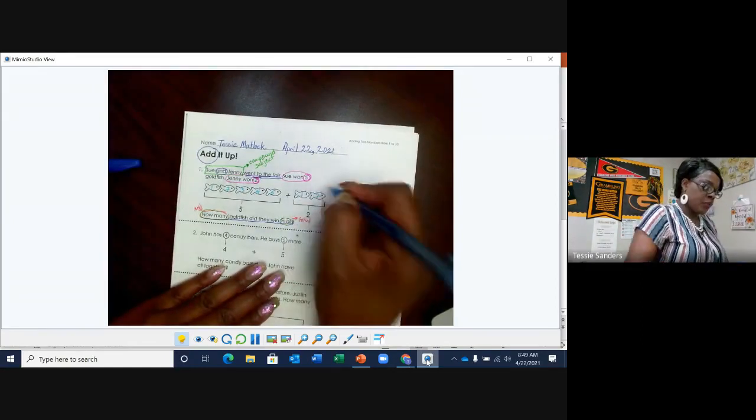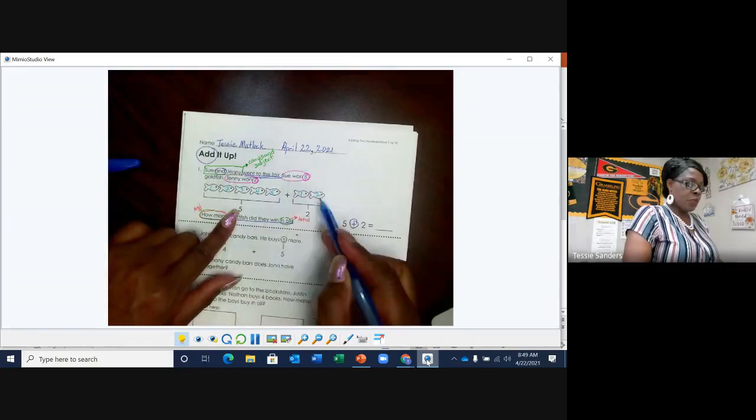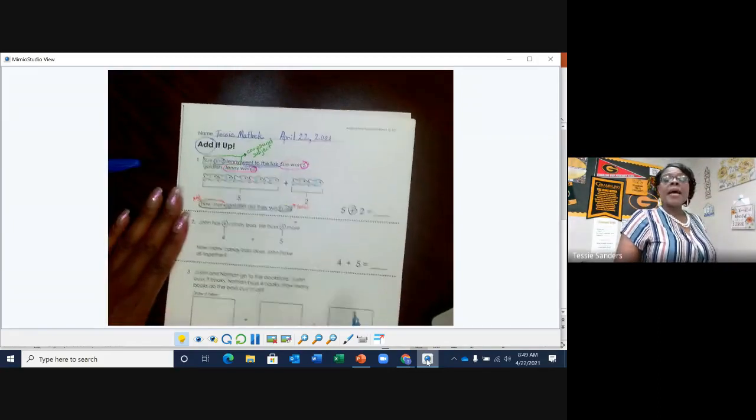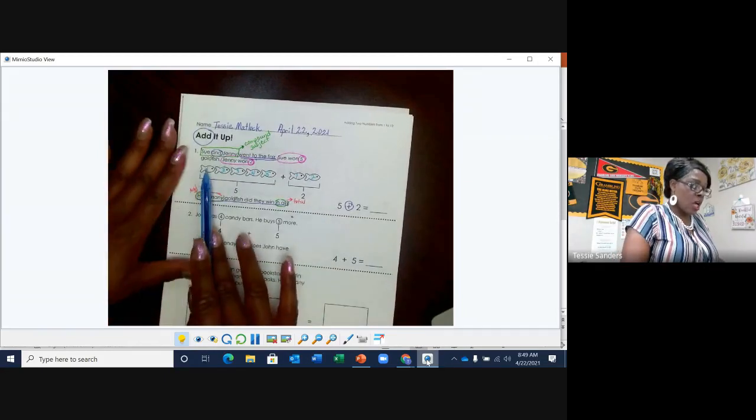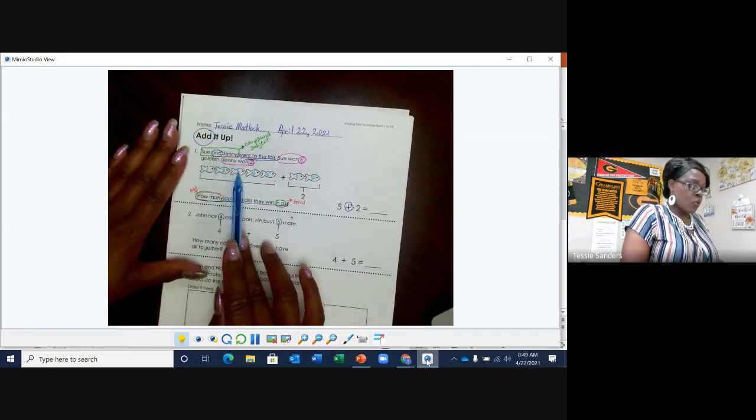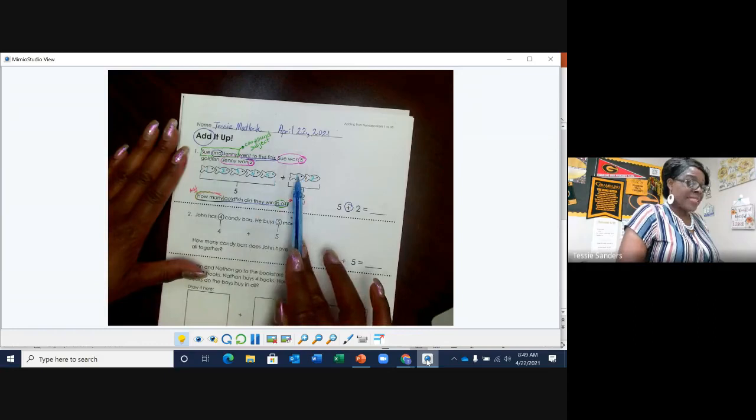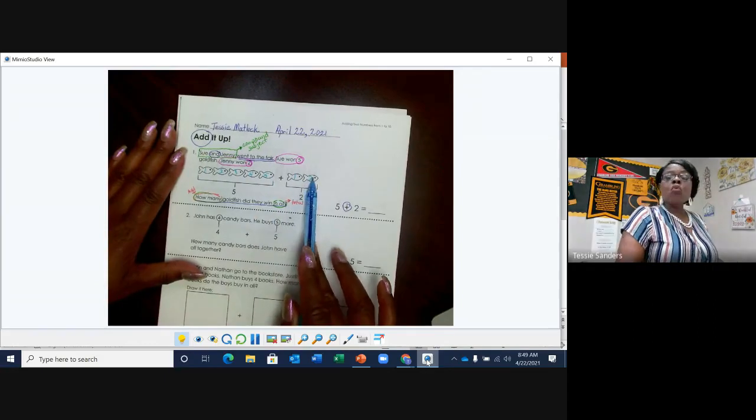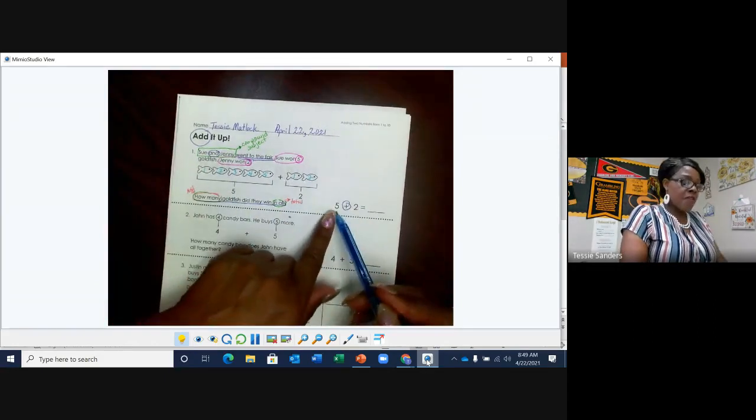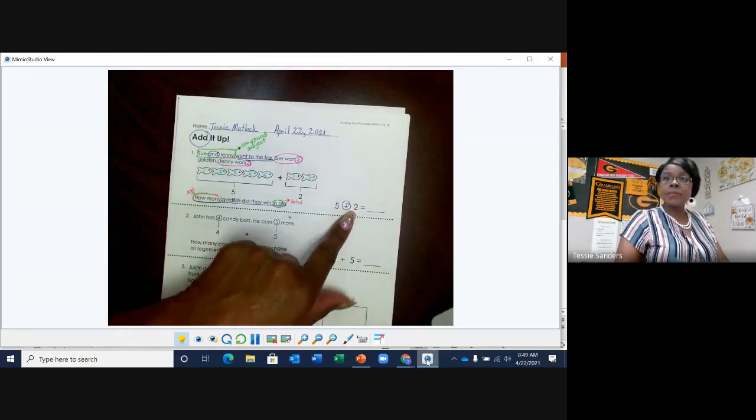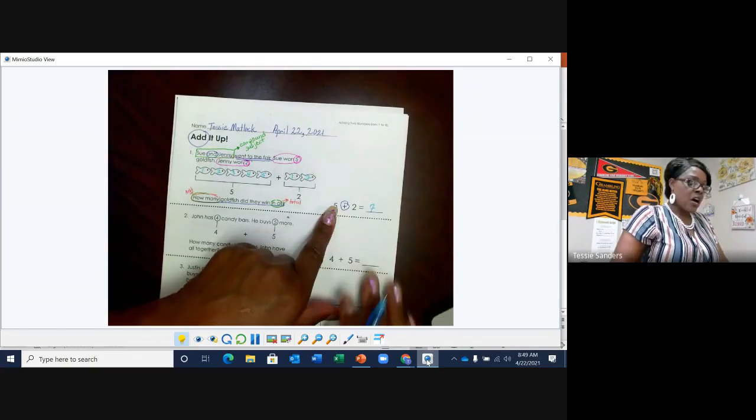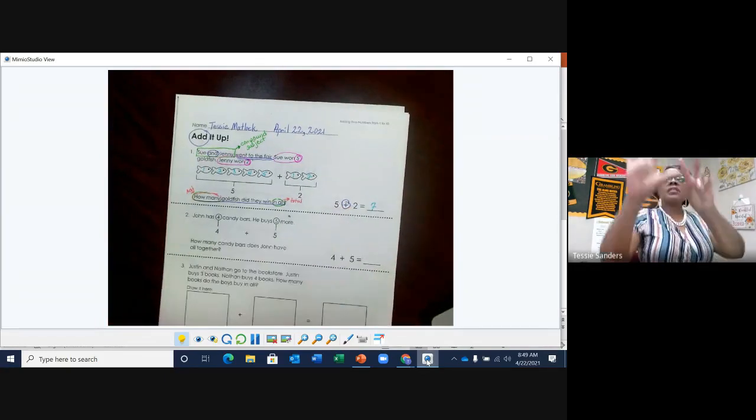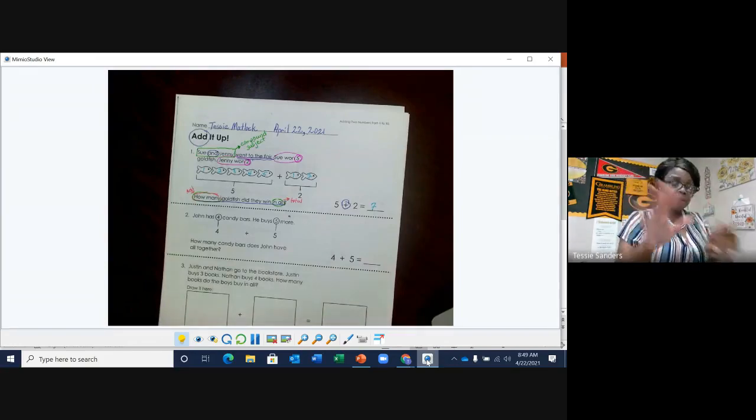1, 2. See the relationship? Again, add it up. What comes after 5? We'll count. Add it all up. 1, 2, 3, 4, 5, 6, 7. What is the sum of 5 plus 2? Let me hear you. 7. The sum of 5 plus 2 is 7.